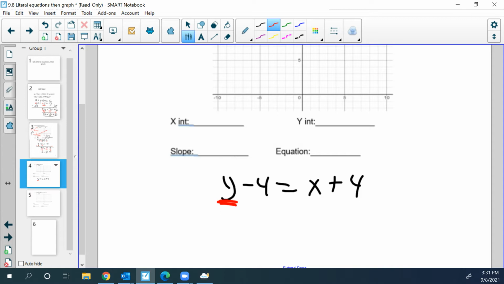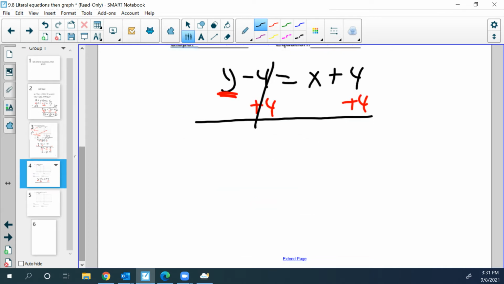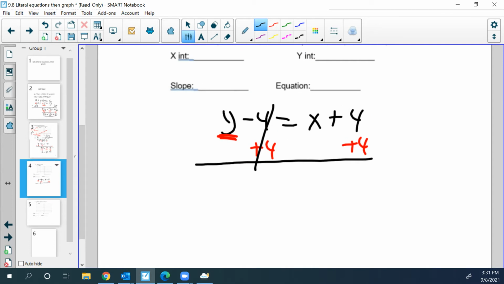So to do that, I'm going to cancel this -4. So I'm going to add a plus 4 here, and also a plus 4 on the right side. Draw my line, that goes away. So notice now, on the left side, all I have is just the y. On the right side now, I bring down my x, and 4 plus 4 is 8. So my equation is y equals x plus 8. 8 is my y-intercept, and my slope is just 1.